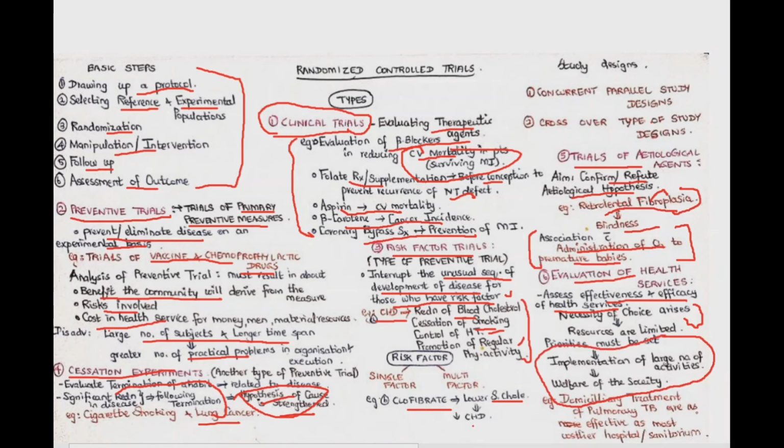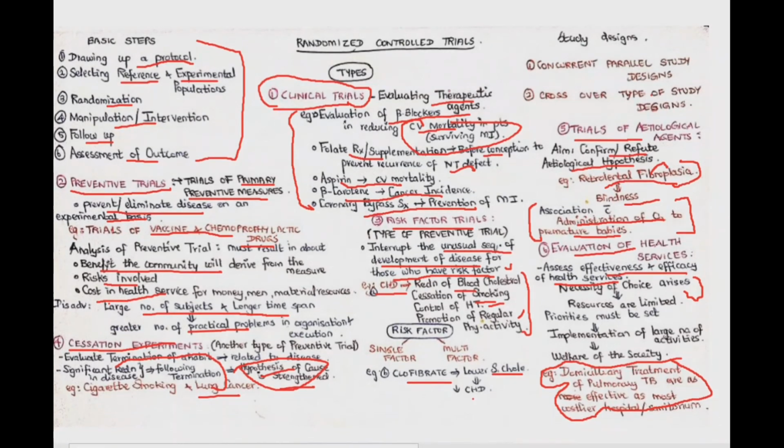For example, in case of TB treatment, mainly hospitals and sanatoriums were involved in pulmonary TB treatment. So it is very costly, and follow-up is also not that good; results were good but costly, and follow-up is difficult. So now another method of treating pulmonary tuberculosis came, which is domiciliary treatment. That is, at home itself they can be treated with daily regimens, like short course regimens. So domiciliary treatment of pulmonary TB is as effective as hospital or sanatorium treatment, which is most costly. Okay, so this comes under the evaluation of health services.